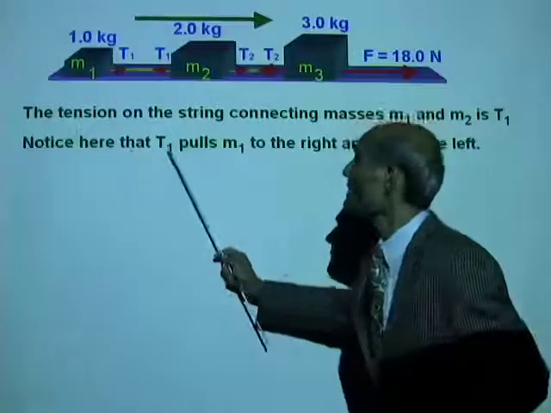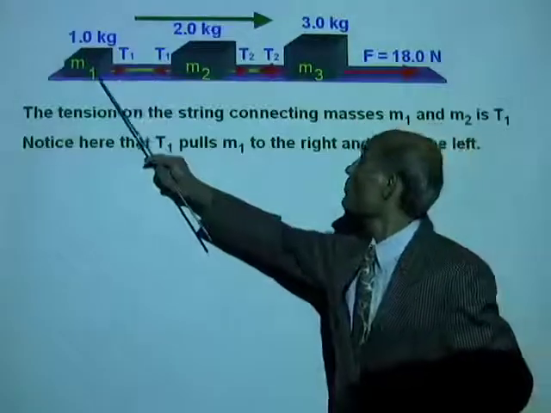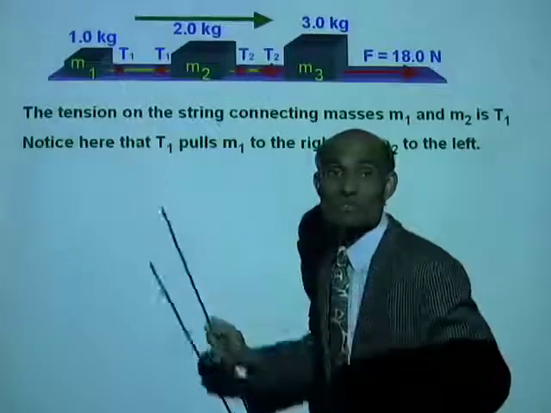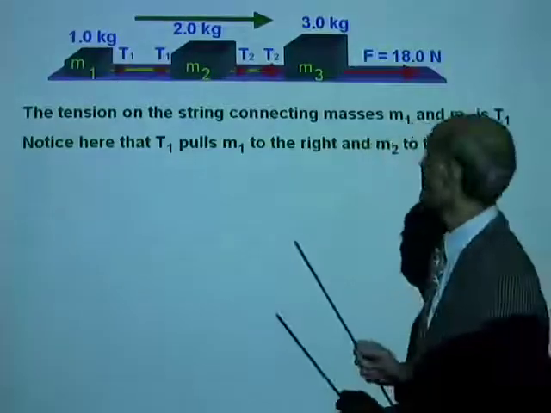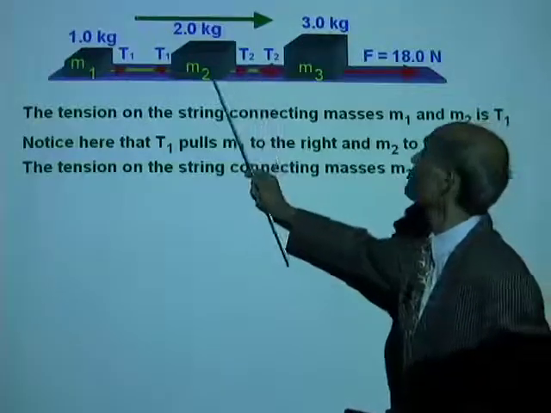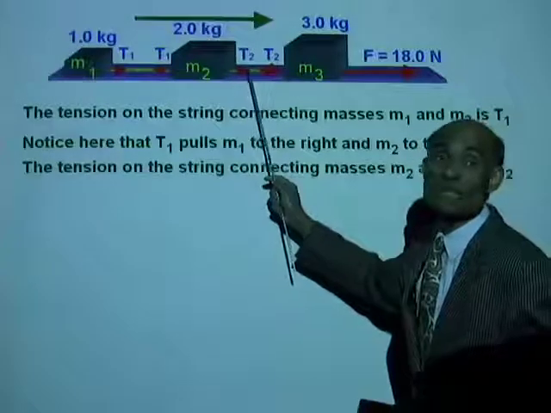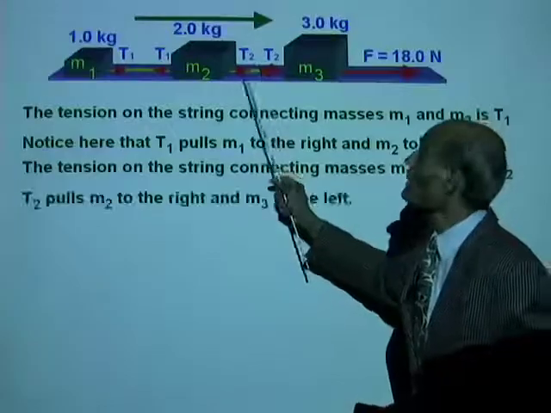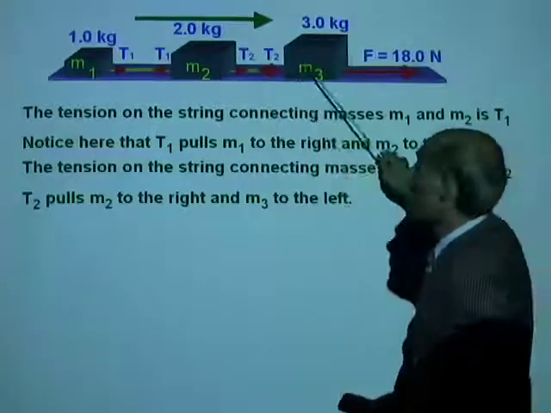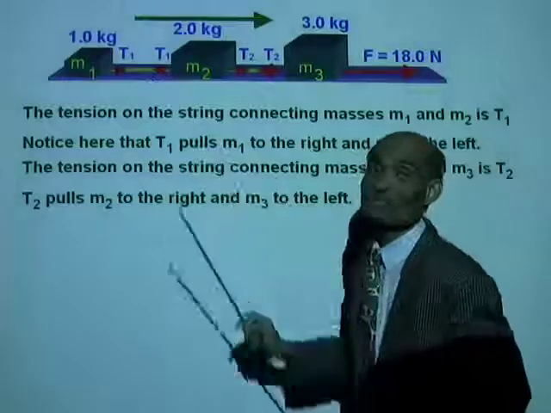Now notice here that T1 pulls m1 to the right and m2 to the left. I hope that is clear. The tension on the string connecting the masses m2 to m3 is T2. T2 pulls m2 to the right and m3 to the left.